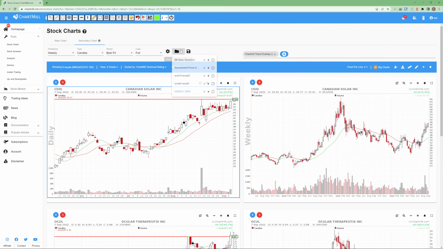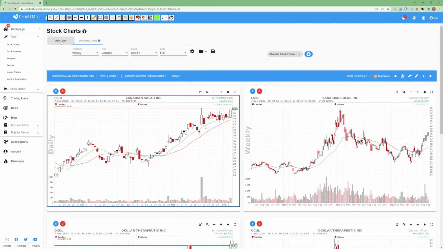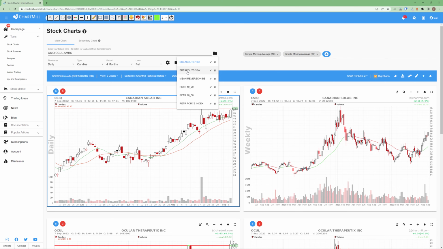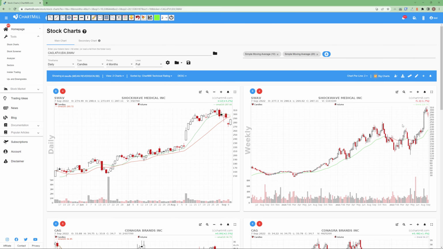So next, you can do the same. Main chart, selecting the main chart and then examining the breakouts above the 52-week high, but there were none, so it doesn't change. The retracement setups, there were none for the 10 and 20 SMA, and then the mean reversion setups. Changing the view settings, the chart settings to mean reversion.